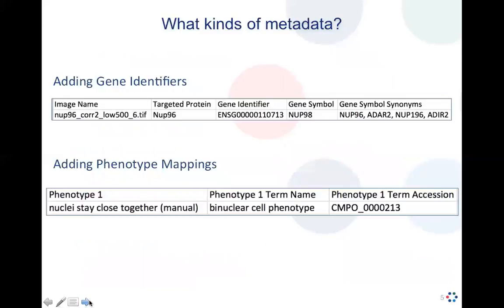So here's an example of me adding the gene identifier to the nuclear pore dataset. So here we have the image, the targeted protein name, and here I've got the gene identifier and the gene symbol and some gene symbol synonyms. Here's an example of what it looks like when I add the phenotype ontology mapping. So this is from Mitocheck. So one of their phenotypes was nuclei stay close together. We mapped that to binuclear cell phenotype in CMPO, and here's the CMPO accession number.